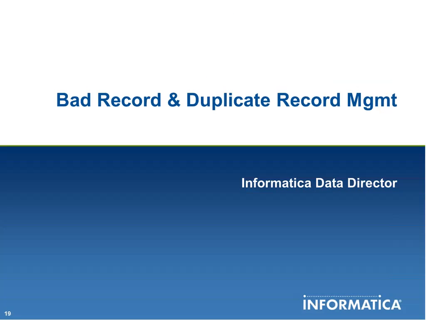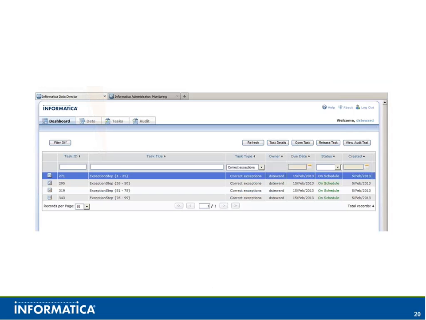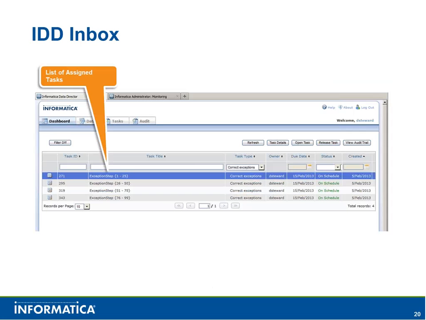Having run our human workflow mappings and generated those tasks, our users then log into the Informatica Data Director, and the first thing they would see would be the inbox. Within the inbox, they will see the list of tasks that are assigned to them. If you are a super user, for example an administrator, you could see all of the tasks for different users. If you're just a standard user, you'll only see the tasks that have been assigned to yourself. You don't get to see anything else.